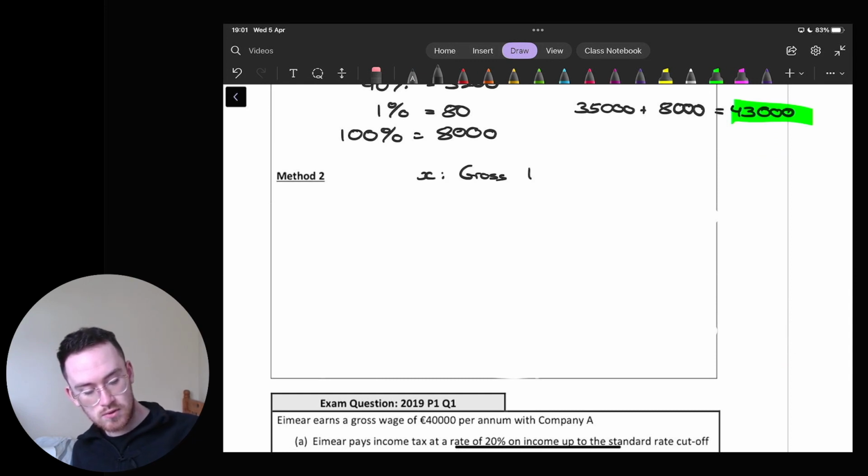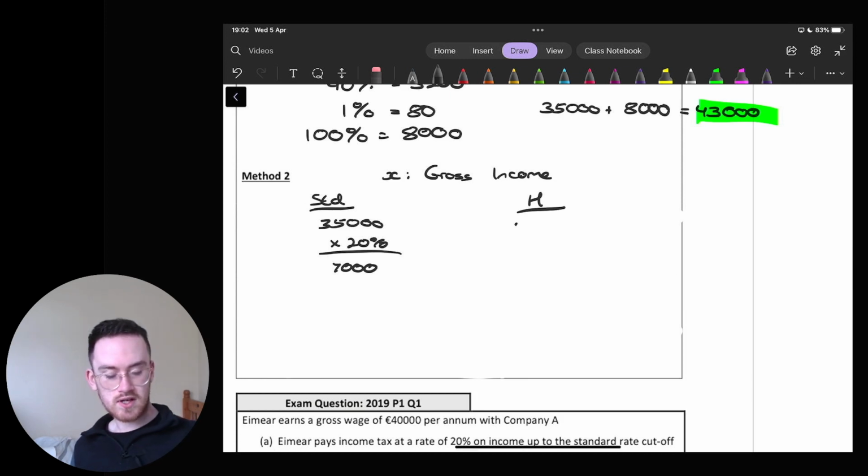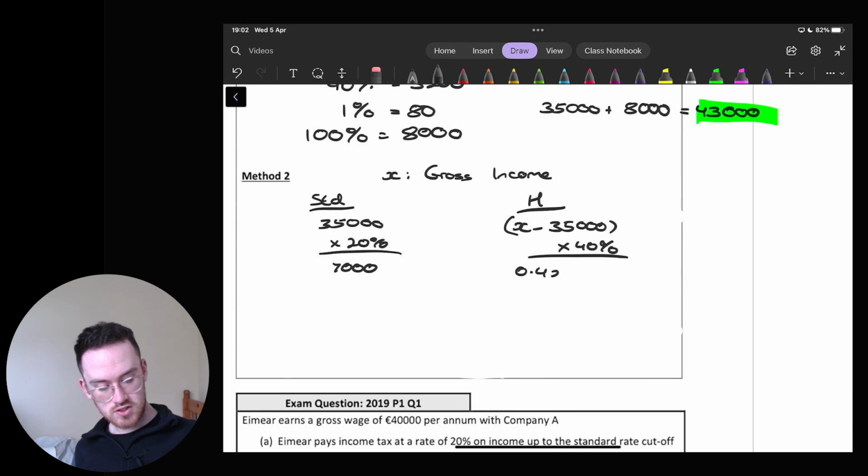Now another way we could do that is let x be the gross income. So x is what we're looking for. That means that the standard rate she pays is still the same, 35,000, and the tax is 20% of that, which is 7,000. The higher rate, we don't actually know that amount, but we can say that it's x minus 35,000. It's her gross income take away 35,000, and the tax is going to be 40% of that, which is 0.4x minus 14,000. And 0.4, remember, is the same as 40%.